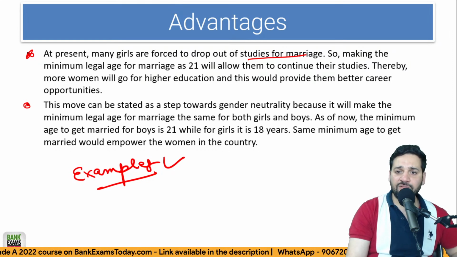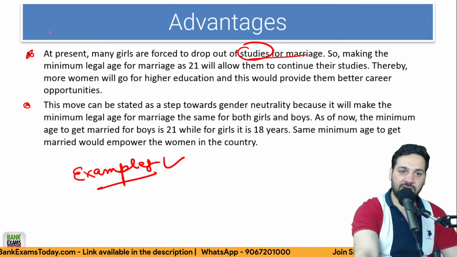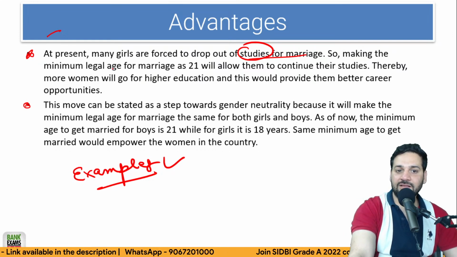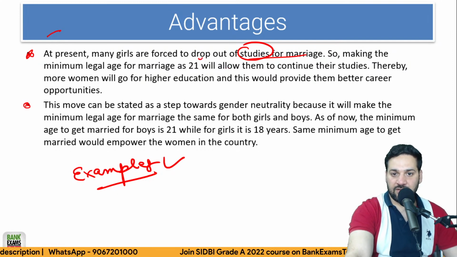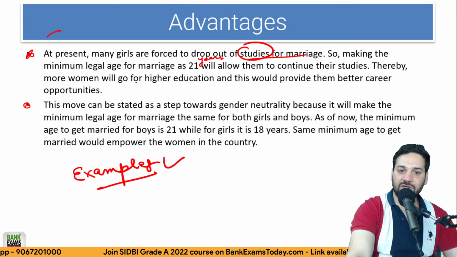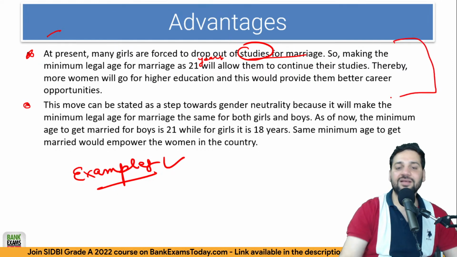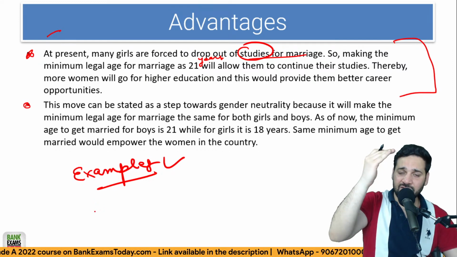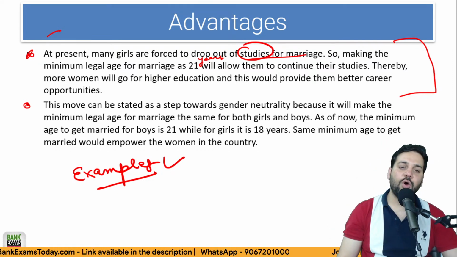Girls are forced to drop out of studies. So studies is a pointer. See the flow. Girls are forced to drop out of study to get married. So making the minimum legal age for marriage 21 years will allow them to continue their studies. Thereby more women will go for higher education, and this would provide them better career opportunities. So as the minimum age is increased, they would get higher education, they would get better career opportunities, and that would lead to financial freedom.